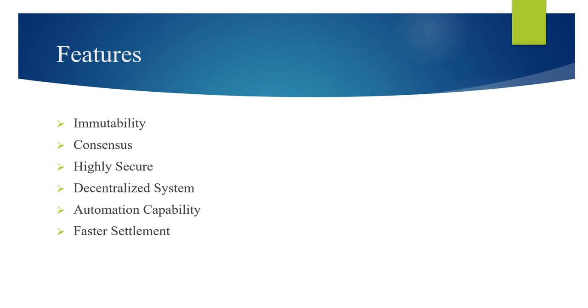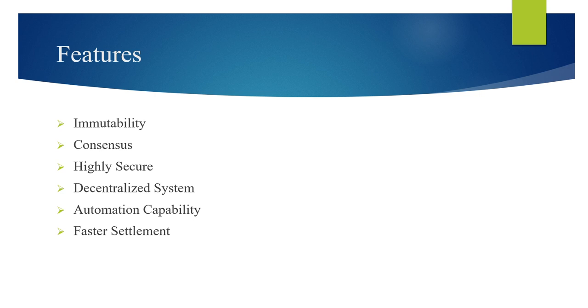Then decentralized system. A decentralized system means no single authority can take charge over the network or change some part of the network. All the nodes have an equal right to contribute to the network. Then automation capability. Automation capability means whenever our programs trigger, they do the transaction and other activities, like sending and receiving cryptocurrencies.